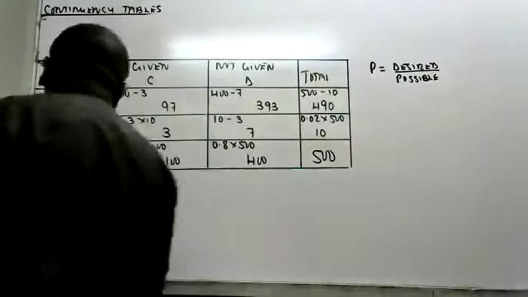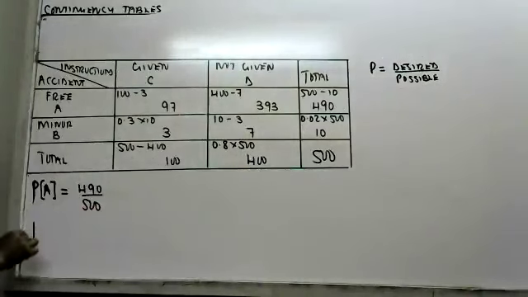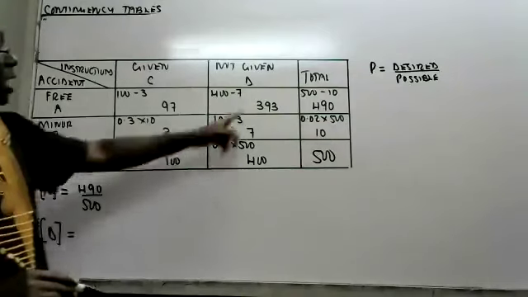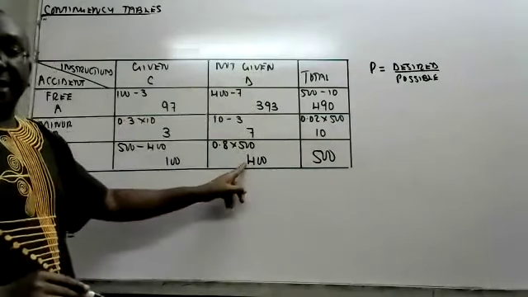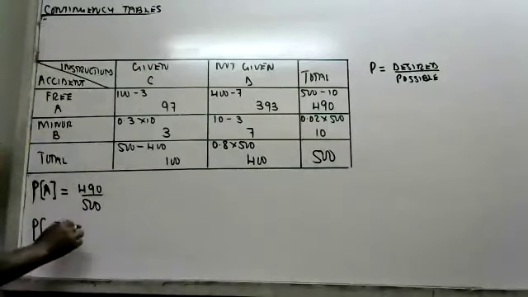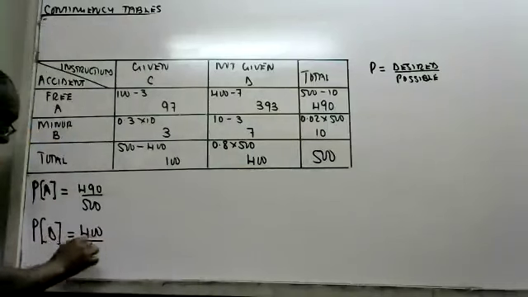Similarly, if I tell you to get probability of D, you go where we have D, they are 400, all the D's, and the possible is 500. So it is 400 out of 500.